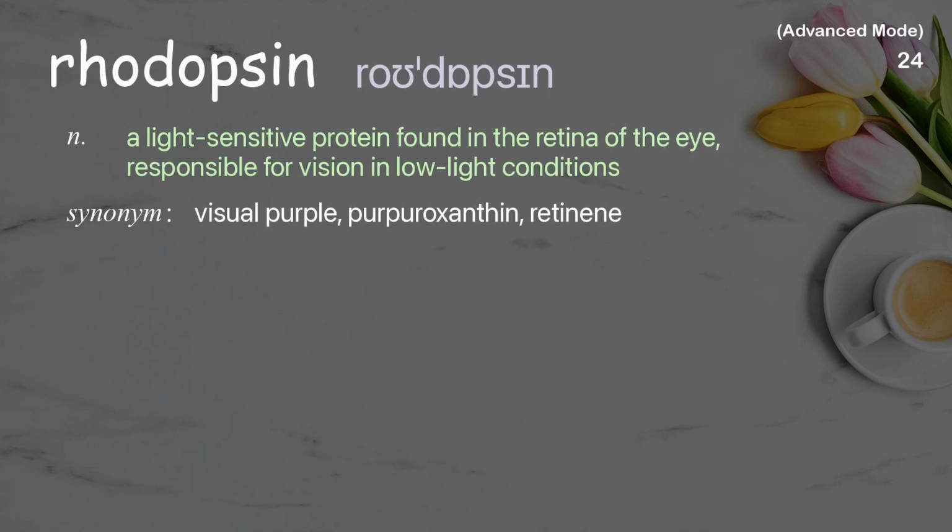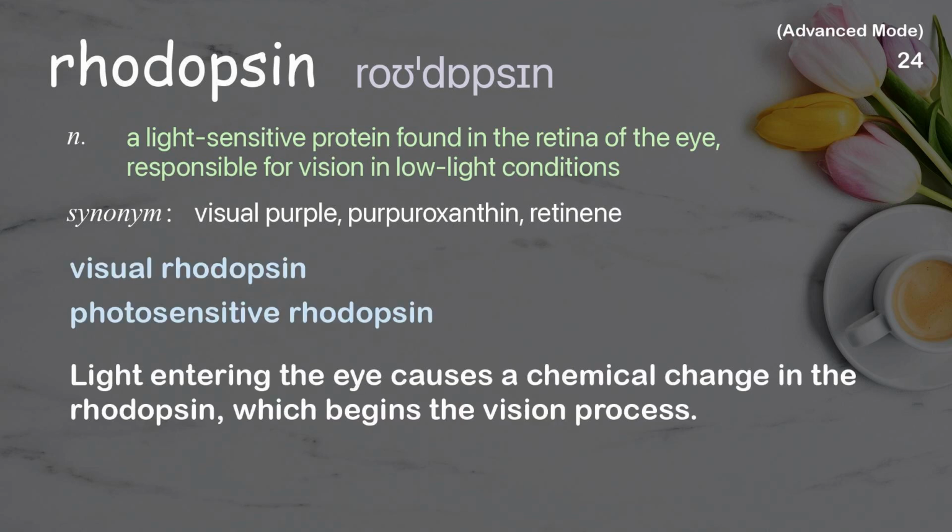Rhodopsin. A light-sensitive protein found in the retina of the eye, responsible for vision in low-light conditions. Examples. Visual rhodopsin. Photosensitive rhodopsin. Light entering the eye causes a chemical change in the rhodopsin, which begins the vision process.